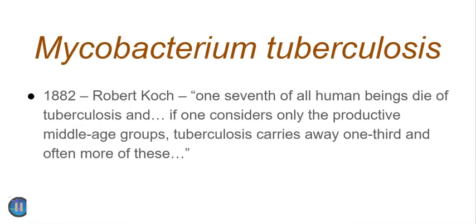The discovery of the pathogen that causes human TB, the discovery of Mycobacterium tuberculosis, was done in 1882 by Robert Koch. And he famously wrote then the statistic, 1/7 of all human beings die of tuberculosis. And he said some more things, and then if one considers only the productive middle age groups, he was considering only middle-aged people to be productive, so we've kind of moved on from that thinking, but in any case, then you could say that tuberculosis carries away 1/3 and often more of those middle-aged people. So it would harm all people, not just the elderly and not just infants.